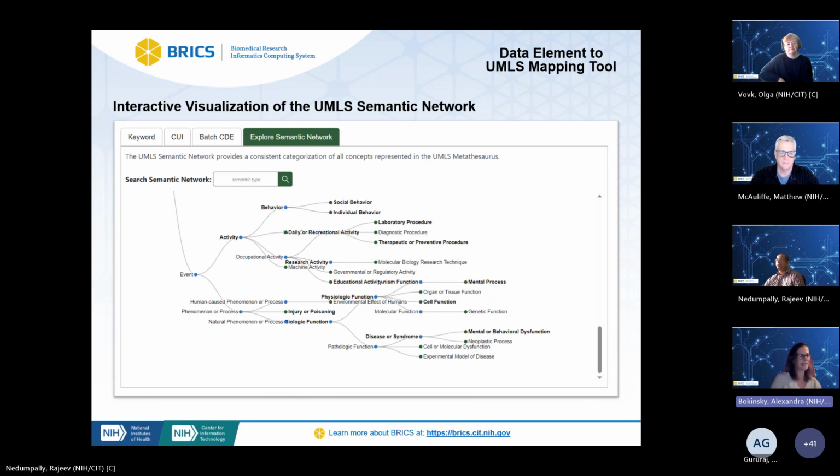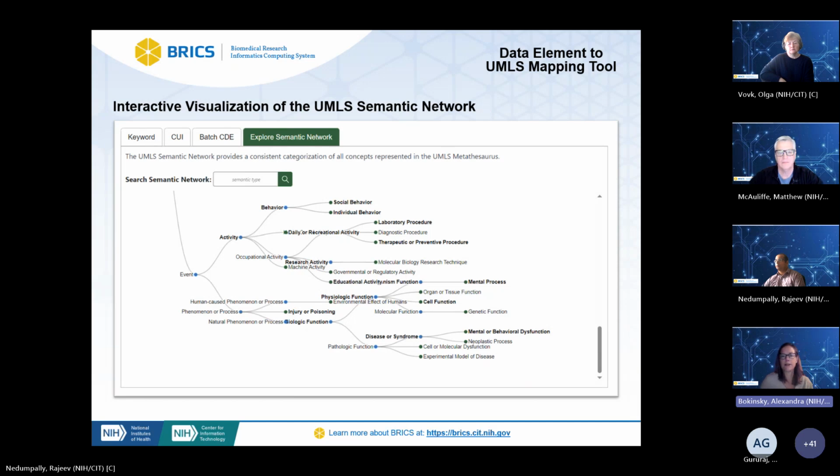Okay, so I'm running out of time, but very quickly, in the UMLS tool we have an interactive visualization of the semantic network. The semantic network is a hierarchy, and this is just one portion of it. The categories start out very broad. On the left-hand side, you can see the category event, and if we follow that towards the top, we go to activity, behavior, social behavior, individual behavior. So the categories get more and more specific as you go along. This is an interactive visualization.